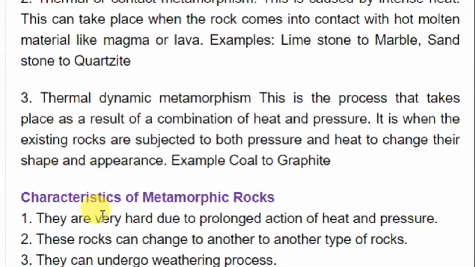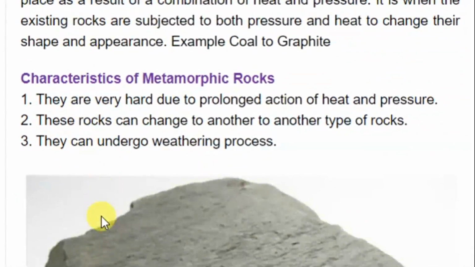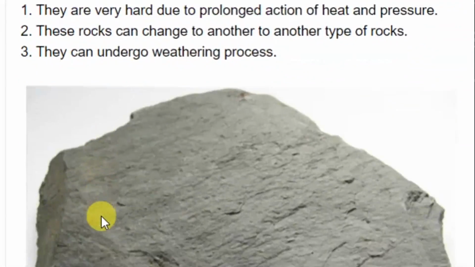From there we have the thermodynamic metamorphism. This is the process that takes place as the result of a combination of heat and pressure. Thermodynamic, heat and pressure. It is when existing rocks are subjected to both pressure and heat to change their shape and appearance. Example ni coal to graphite. Hizo ni examples. Kwenye characteristics, they are very hard due to prolonged action of heat and pressure. The rock can be changed to another type of rock and they can undergo weathering process.